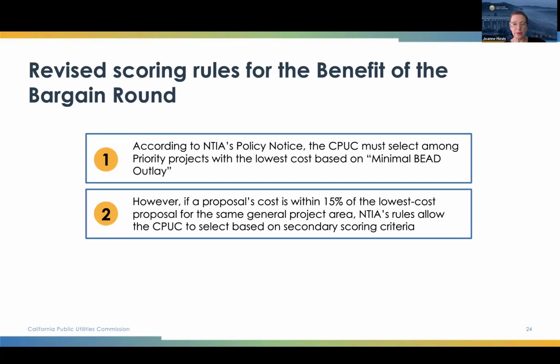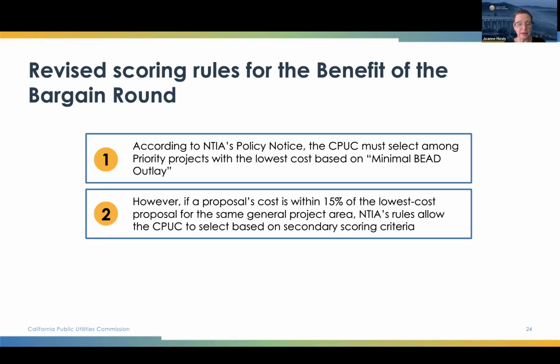By the way, in a general project area that does not have any priority projects, but where there are competing non-priority projects, the same rule applies. In that general project area, the lowest cost application will be selected.